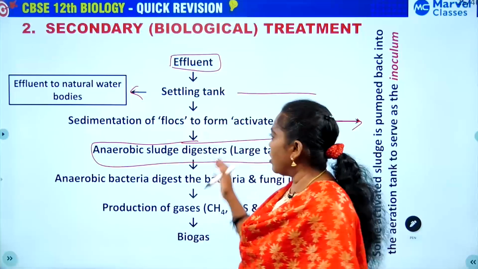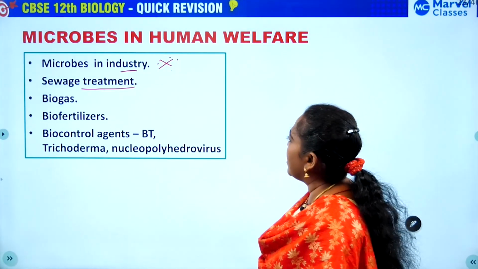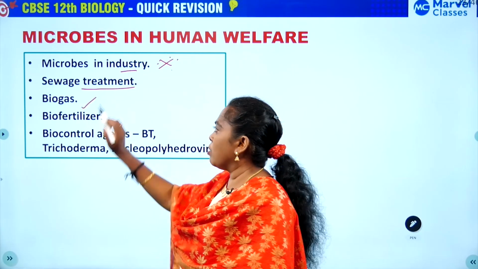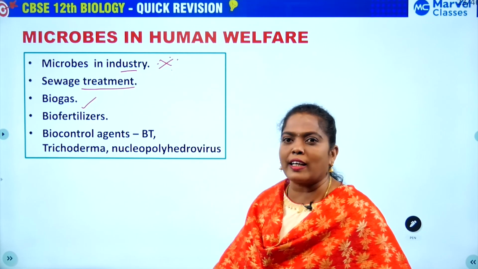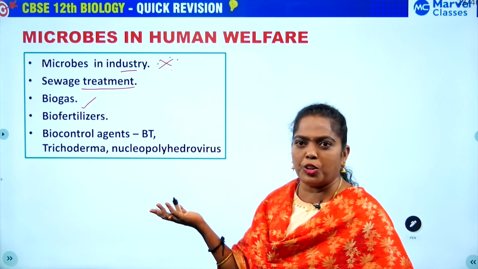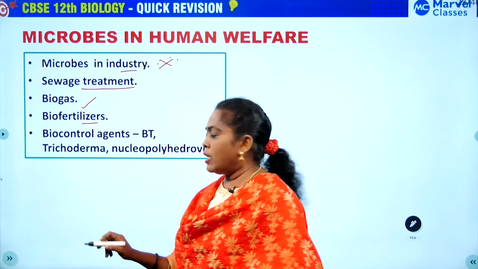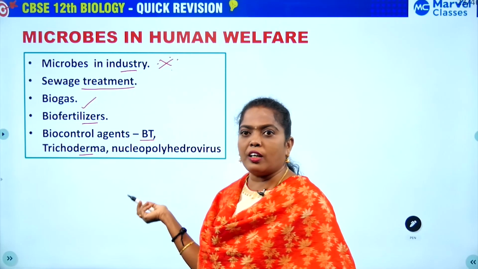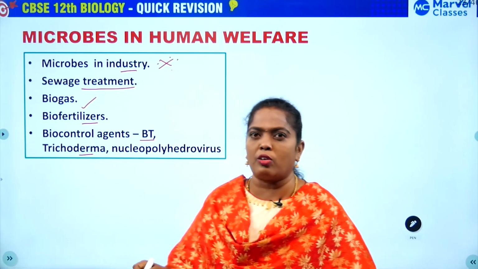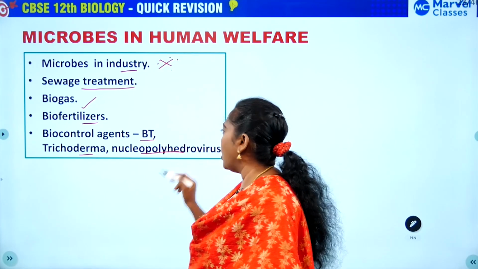So I have given a trick to remember that. And then you have to learn about biogas, about the tanks, how the biogas is produced, everything. Then biofertilizers, then biocontrol agents, Trichoderma, Bt cotton. Bt cotton you would have already learnt in biotechnology, and you are going to learn that here also, about the Trichoderma.